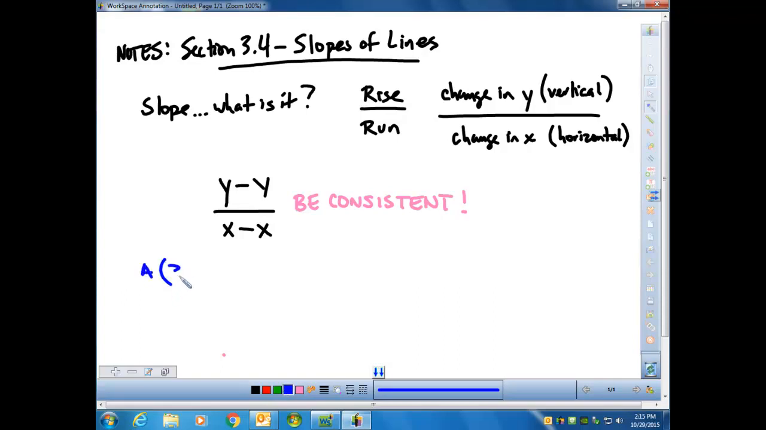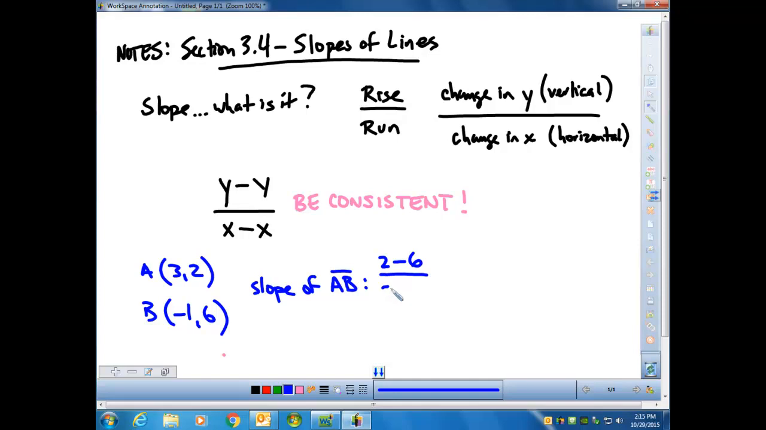If we know that A is at 3, 2 and B is at -1, 6, what is the slope of the line that goes through AB, or what is the slope of segment AB? Alright, so to do that, we want to take our y's, and you can subtract in whatever order you want. I'm going to go 2 minus 6, and then to be consistent, I need to do 3 minus -1. So on top, that's -4. On the bottom, I'm going to add the opposite here, so that's really 3 plus 1, which is a positive 4. I'm going to reduce that to -1 over 1, and I want to leave that as a fraction.